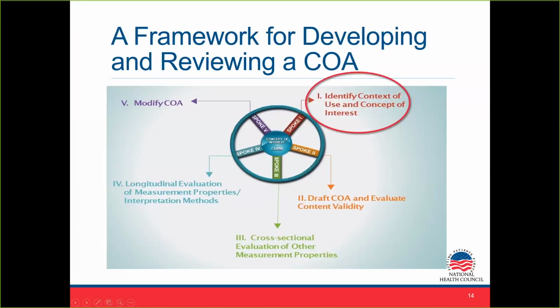This framework is found in the patient. Hello? Sorry. This framework is found in the patient-reported outcome guidance.